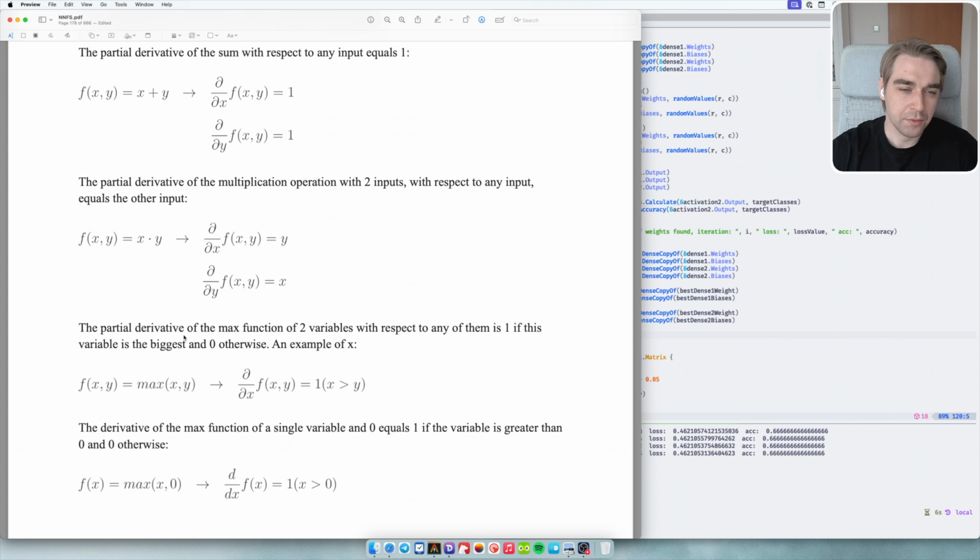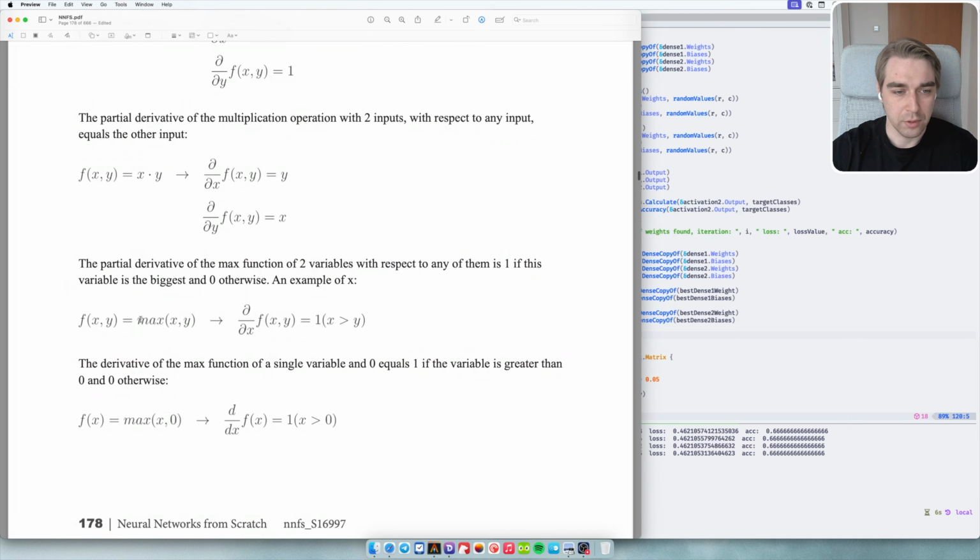The partial derivative of the max function of two variables with respect to any of them is 1 if this variable is the biggest, and 0 otherwise. So for example, max from, if we take the derivative over dx, then we have the variable itself if this variable is bigger than the second one, otherwise it will be 0.